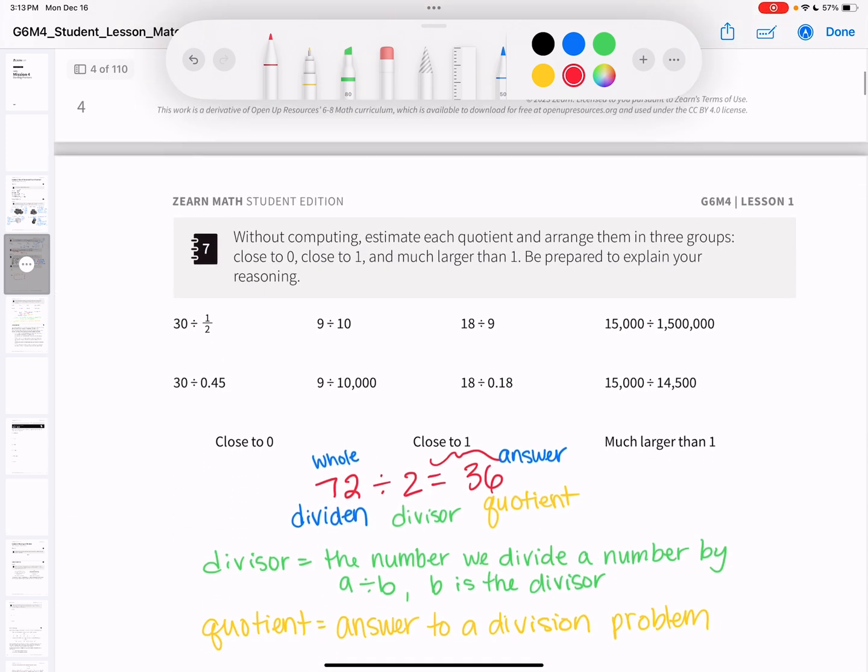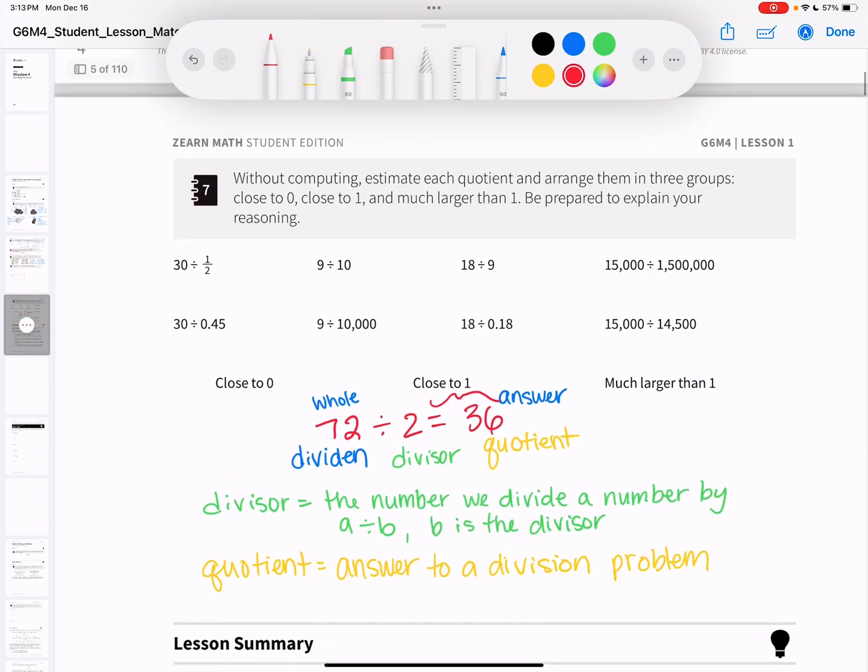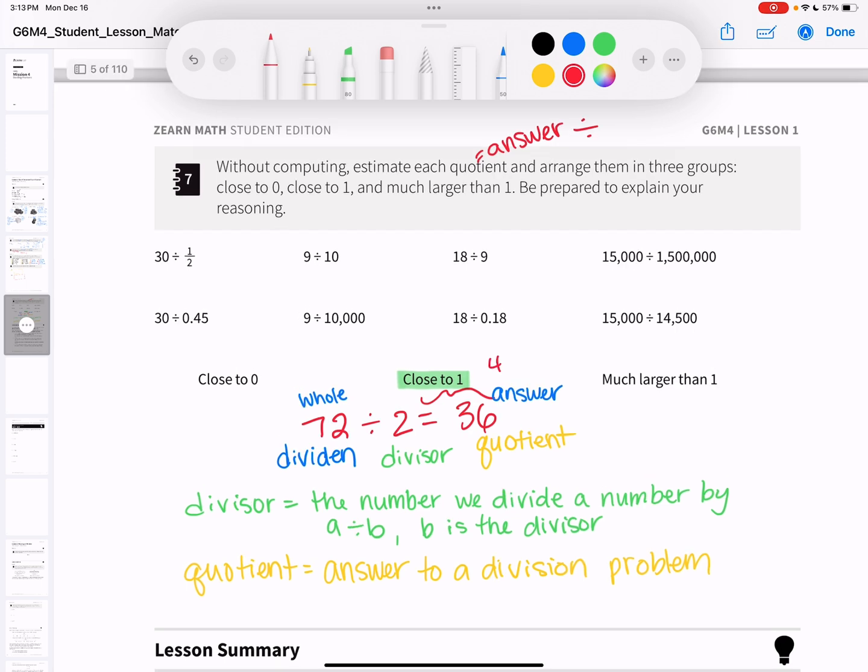All right, and then finally it says, without computing, estimate each quotient, remember that's the answer to a division problem, and arrange them in 3 groups: close to 0, close to 1 and much larger than 1. All right, so close to 1 is going to be pretty easy because remember, if we do 4 divided by 4, that's going to get us 1.